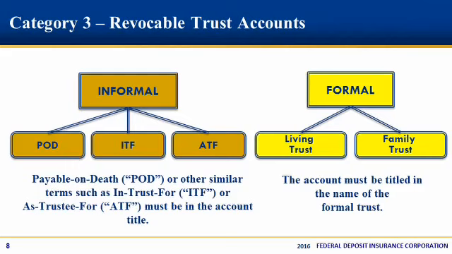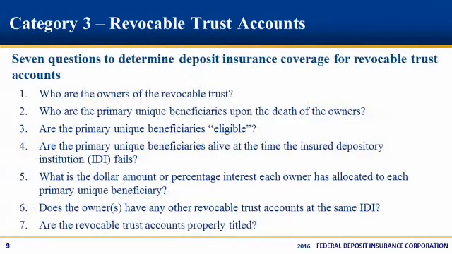The second type of revocable trust is based on a written trust agreement which is often drafted by an attorney. The FDIC refers to these trusts as formal revocable trusts. In discussing revocable trust deposit accounts, we have developed a list of 7 questions that the FDIC considers essential to ask and answer to make sure you can accurately calculate the applicable amount of FDIC insurance coverage for a revocable trust. In the next few slides, we will answer each of these 7 questions.